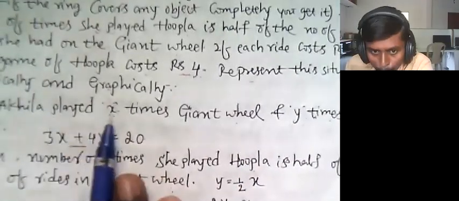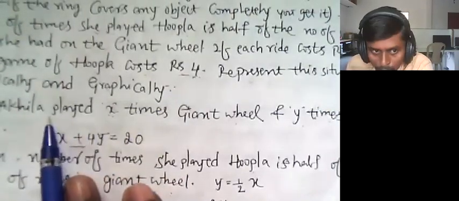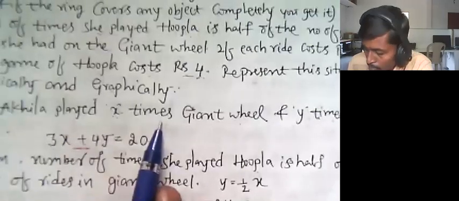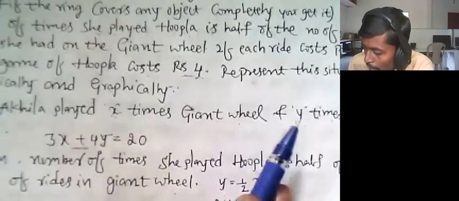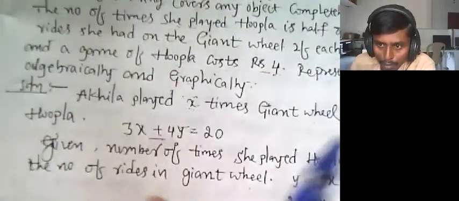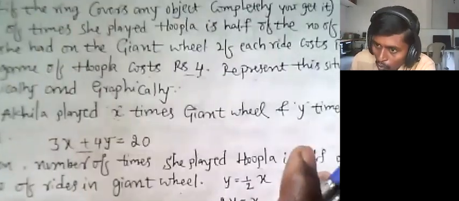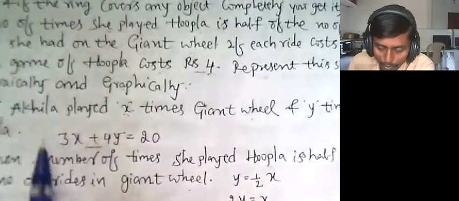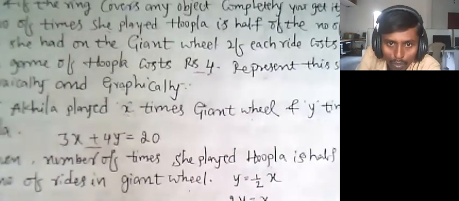First, I am going to take that Akila played X times. Please write it, everyone. Akila played X times giant wheel and Y times hoopla.